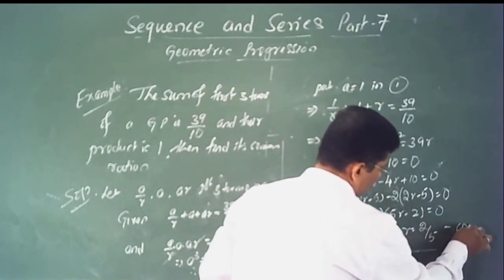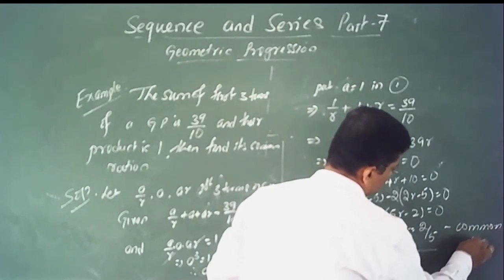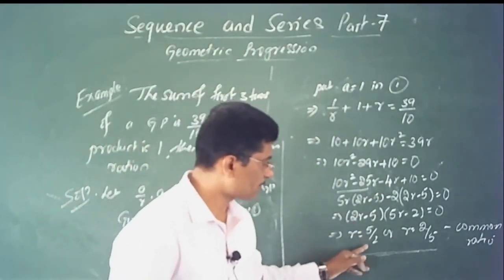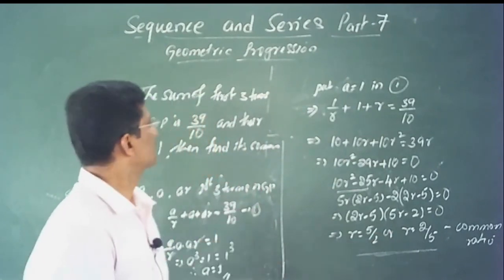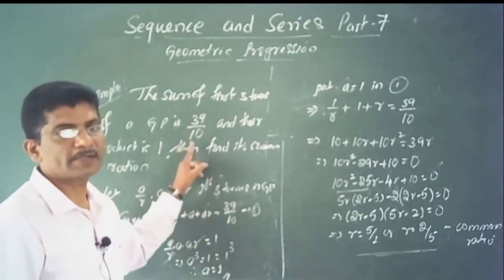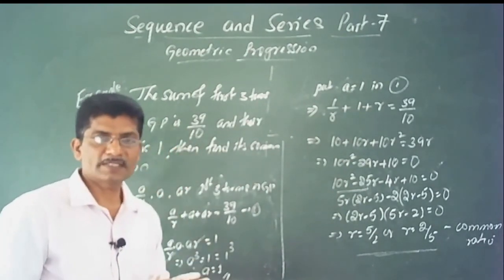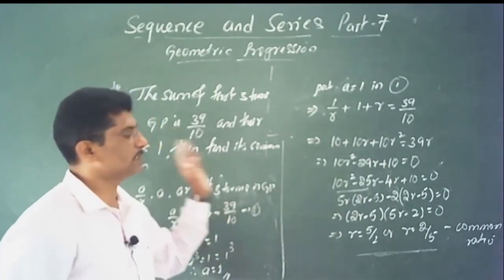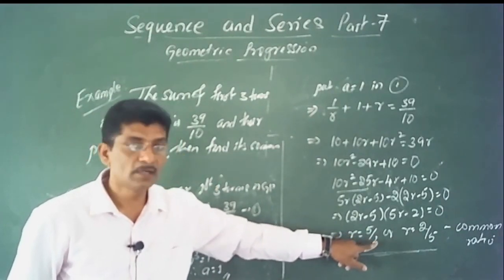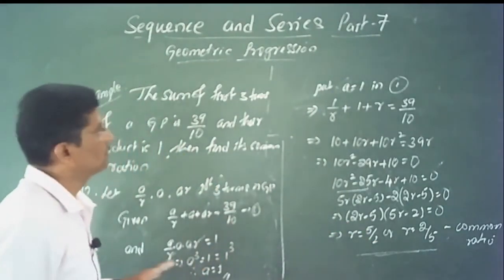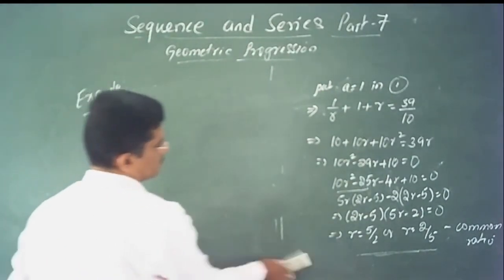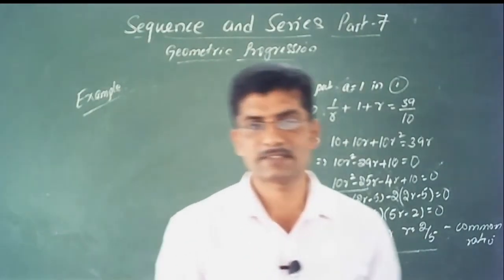These are the common ratios. R, the common ratio, is either 5 by 2 or 2 by 5. The terms can be in ascending or descending order. The sum comes to 39 by 10, and the product gives the value 1. You are not asked to find the 3 numbers here, just the common ratio. The common ratio is either 5 by 2 or 2 by 5. Is it clear? This was about GP. We will solve some other problems in GP in the next class. Thank you.